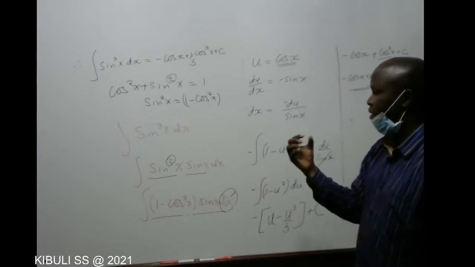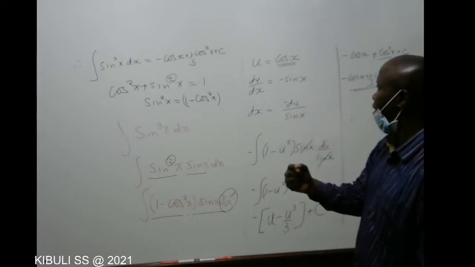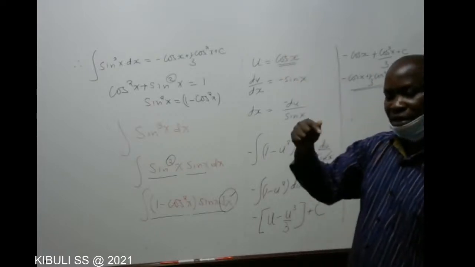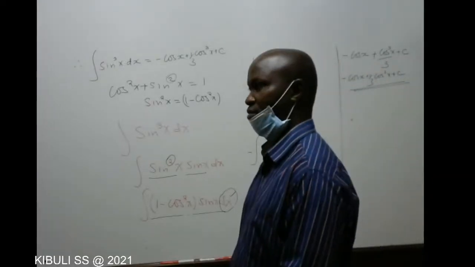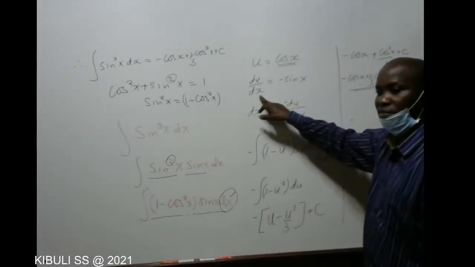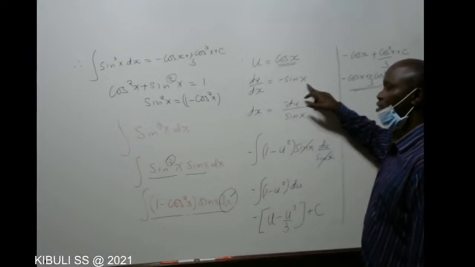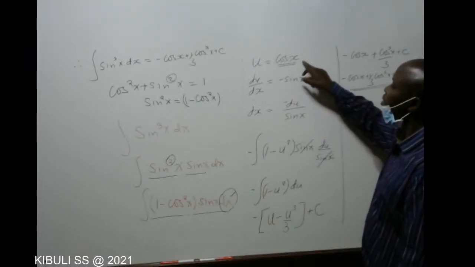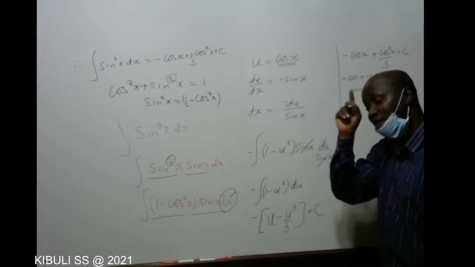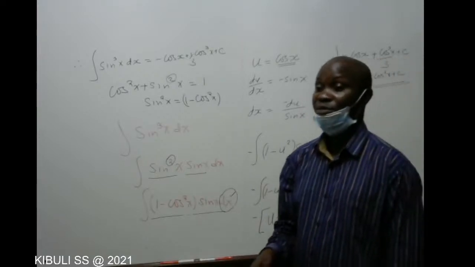Then we will go ahead to get the derivative of the function, which means I must differentiate the function. And therefore, du by dx is equal to negative sine x. Remember, differentiating cos, you get negative sine, but differentiating sine, you get a positive cos.